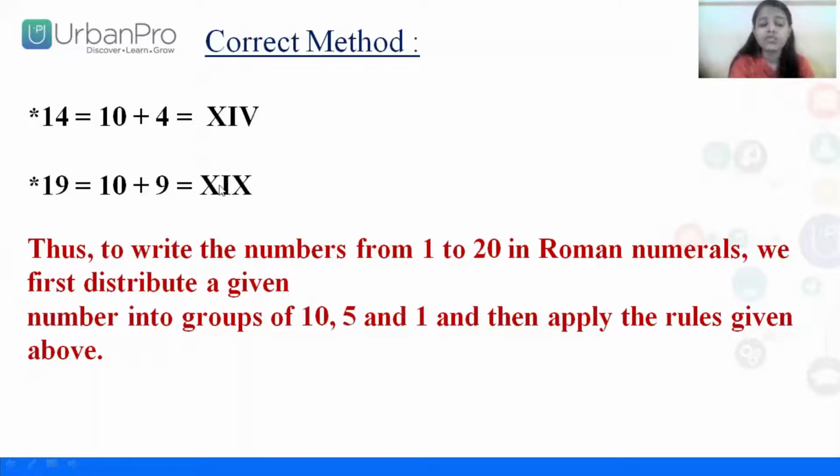Okay. So thus, while writing numbers from 1 to 20 in the Roman numerals, we have to first distribute. That is, first expand. Okay. Expand the numbers into the group of 10, 5 and 1. Why I'm mentioning 10, 5 and 1 is we have only constant Roman numerals for this, right? X, V and I, and using these Roman numerals we are framing the other numbers 2, 3, 4 and 6, 7. So you have to first group in terms of 10, 5 and 1, and then you can apply the rules which are mentioned below.